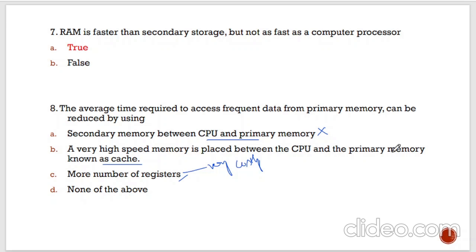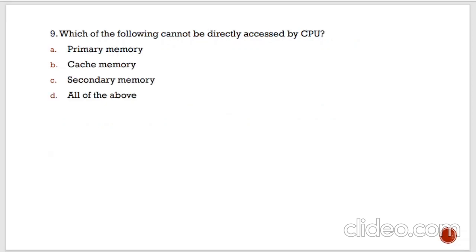And also one option is registers. Registers are very small in size. They cannot accommodate very large data or information. So we can use cache memory in between the CPU and primary memory. Why? In order to reduce the average access time to access the frequent data.